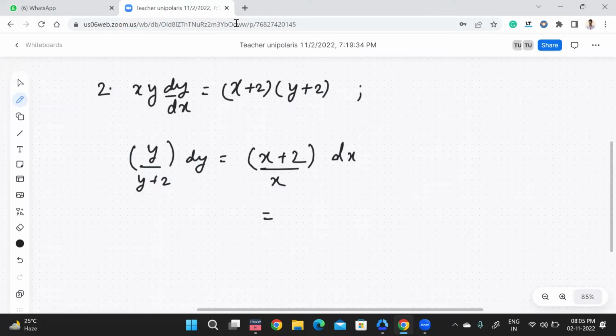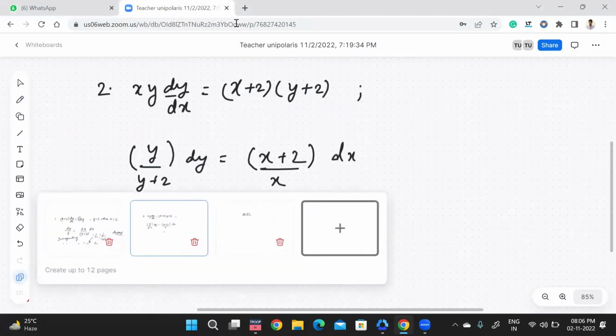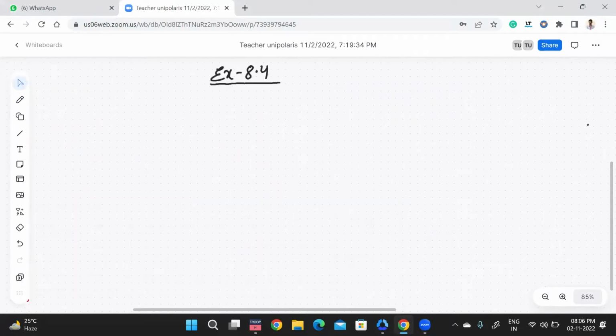Sir, is it y minus 2 log y plus 2 is equal to x plus 2 log x? Yes, yes. So you get it right. Now let's move to the exercise part. Let's solve exercise 8.4.